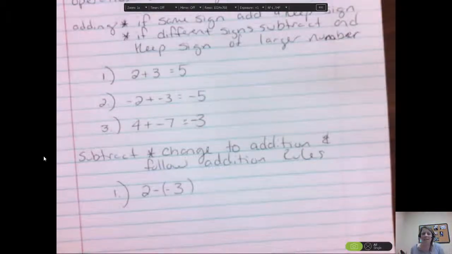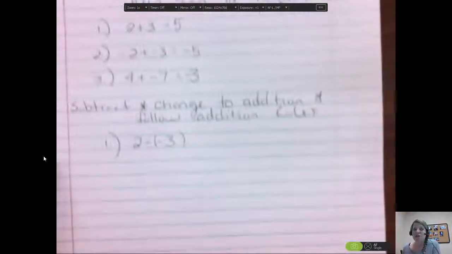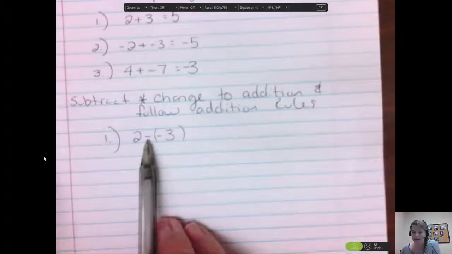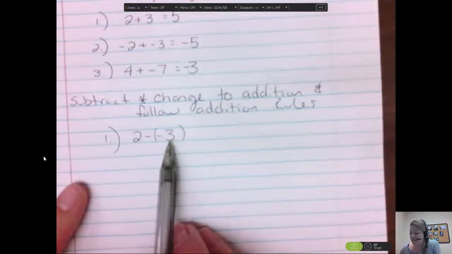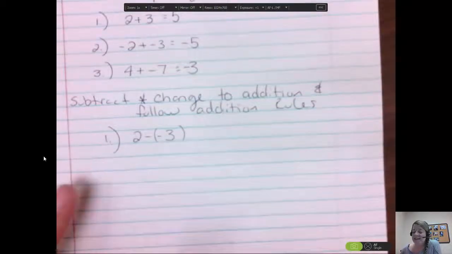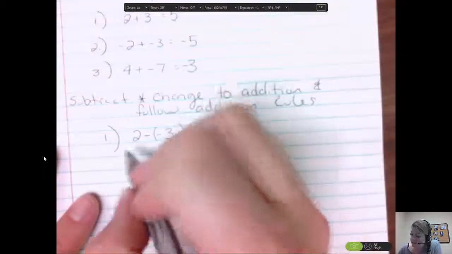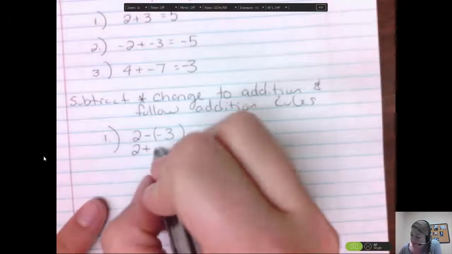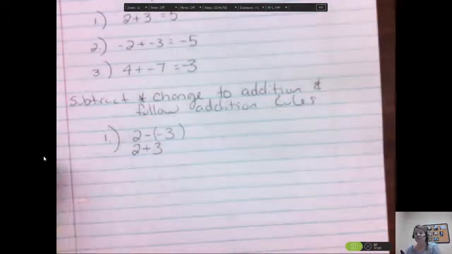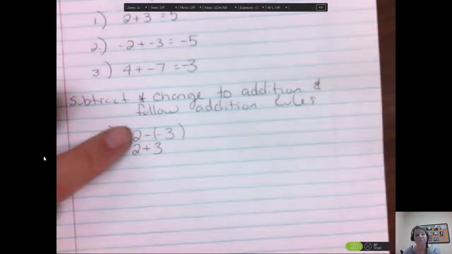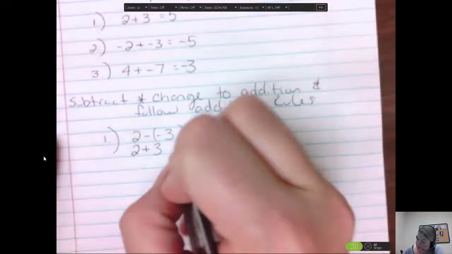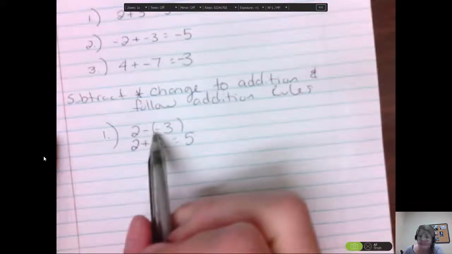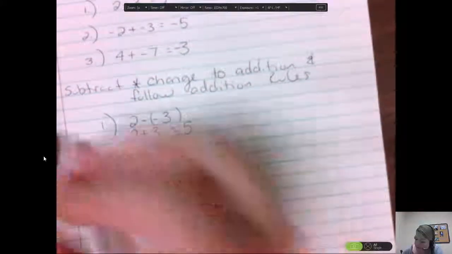Some of you go, oh, that's a positive. Great, it is. But the rule for subtraction is you can actually change the sign of the subtraction and change the sign of the second number and follow the addition rule. So this problem changes subtraction to addition, then change the sign of the next number, and this is the same problem as this. So 2 plus 3 is still 5. Double negative makes a positive, however you want to think of that.